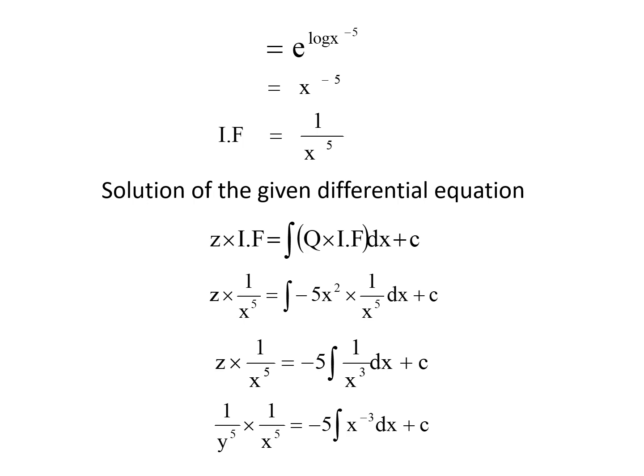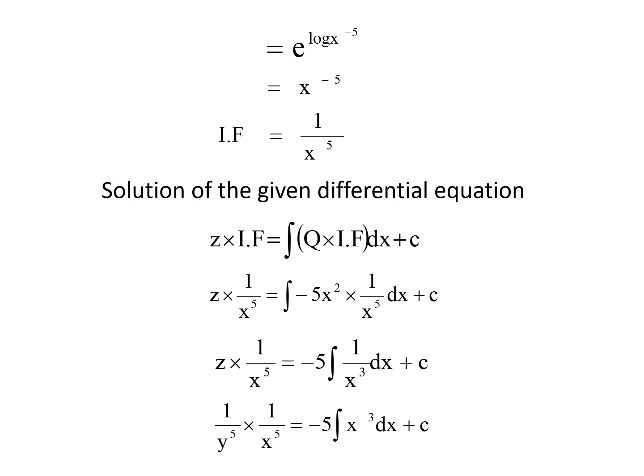Next line is equal to e to the power of log. We have a formula: log a power b can be written as b into log a. Using that formula, here we are going to write e to the power of log x to the power of minus 5. Using anti-logarithm, exponential and log cancel. The value we got is x to the power of minus 5. So this can be written as 1 by x power 5. Finally, we got the integrating factor for the given linear differential equation.